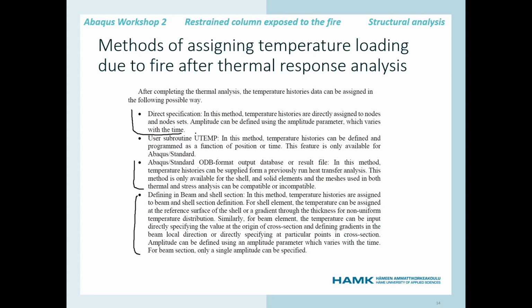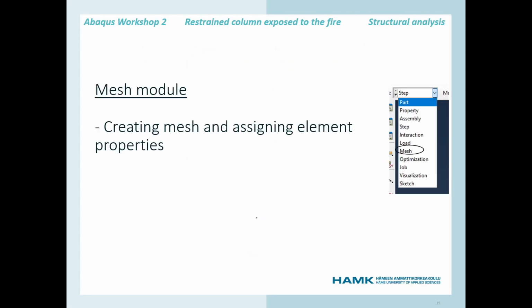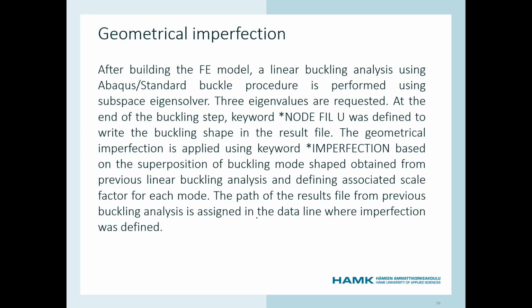So this tutorial will cover different methods of assigning temperature loading due to the fire after thermal analysis. We have also already discussed the mesh model, and in this geometry we will consider geometrical imperfections. The method of applying the imperfection is that after building the FE model, a linear buckling analysis using the standard Abaqus buckle procedure is performed using the default subspace eigensolver, and three eigenvalues are requested.